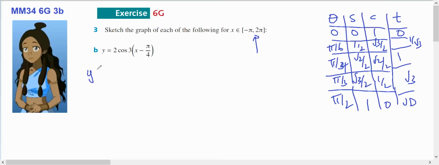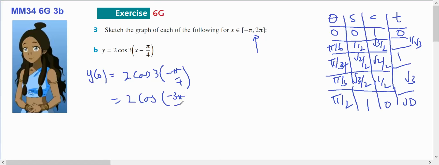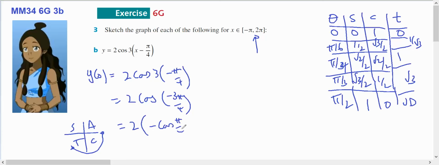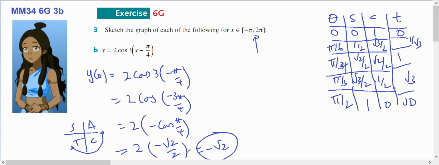So if I do y of 0, that's going to be 2 cos of 3 times negative pi on 4, which is 2 cos of negative 3 pi on 4. Where is negative 3 pi on 4? It's around here in the third quadrant, all stations to Coolaroo. That's going to be the same as the negative cos of pi on 4, which is 2 times minus root 2 on 2, which is negative root 2. So that's my y-intercept, negative root 2.